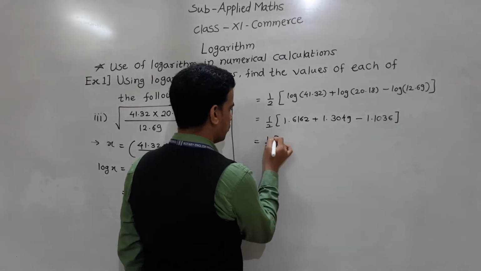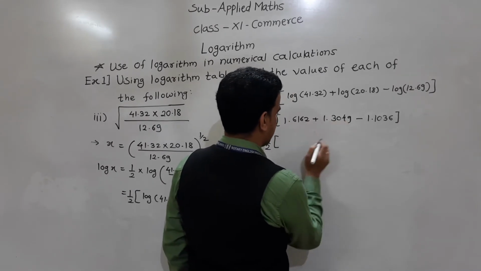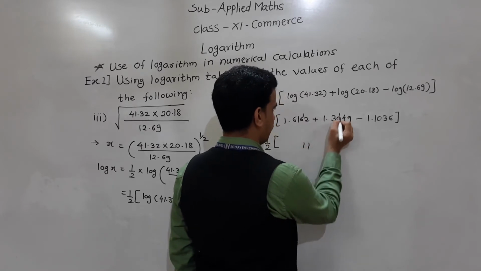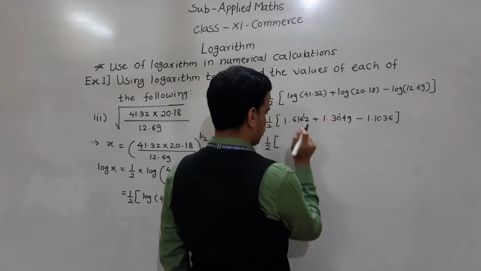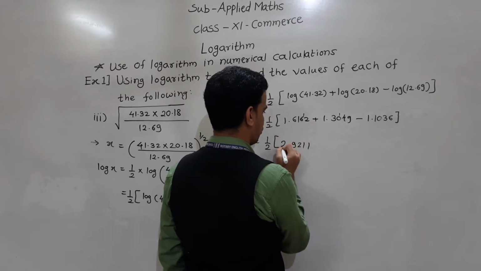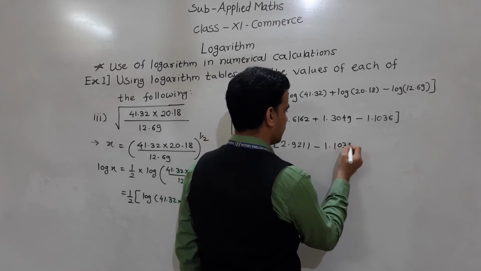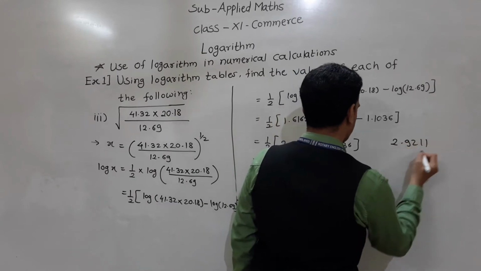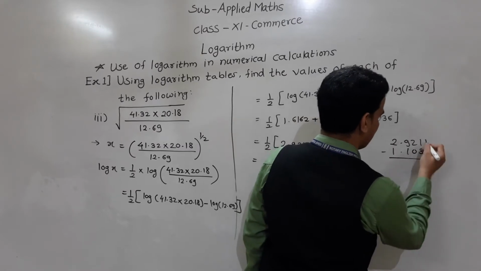So 1 by 2 into, we have to add this first two numbers. 2 plus 9 11, 1 carry, 6 plus 1 7 plus 4 11, 1 carry, 0 plus 1 1 plus this 1 2, 6 plus 3 9, and 1 plus 1 is 2. So 2.9211 minus 1.1036. Okay, so we have to subtract this, 2.9211 minus 1.1036.